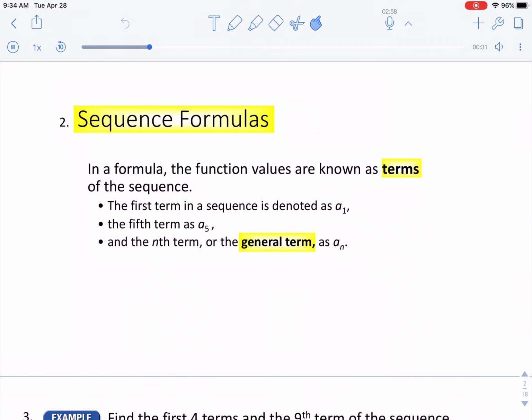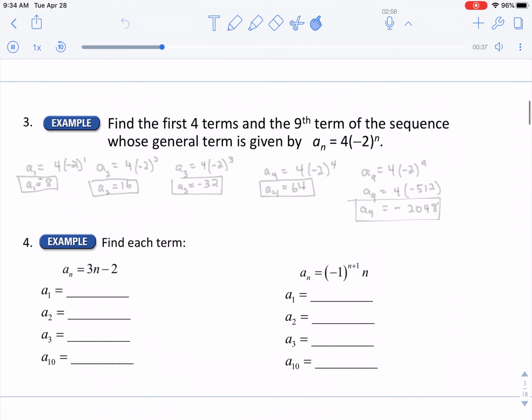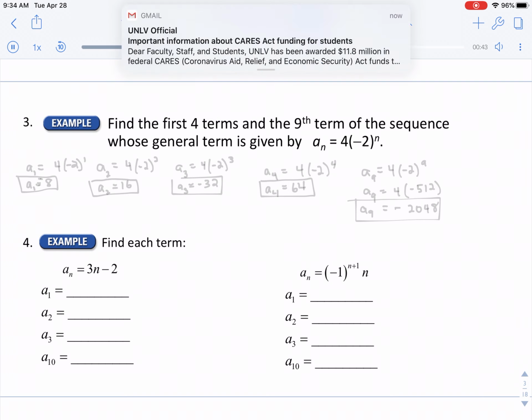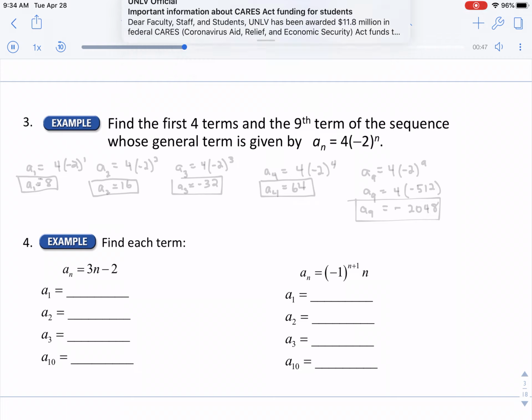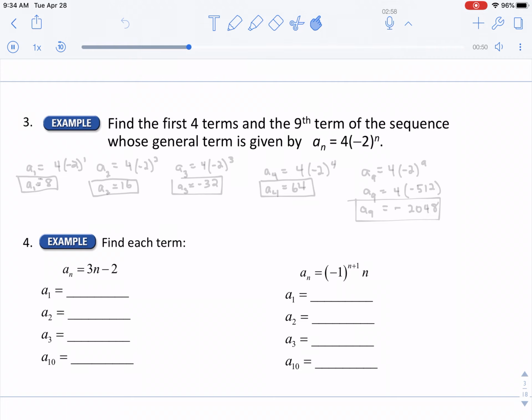So let's go to example 3. Find the first 4 terms and the 9th term of the sequence whose general term is a sub n equals 4 times (negative 2) to the n minus 1. So what we want to do is everywhere that there is an n, we want to replace it with a 1, and then a 2, and then a 3, and so on until we find the first 4 terms.